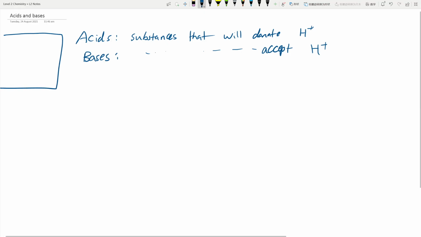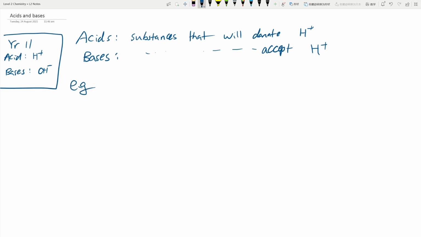In year 11, you probably looked at this: when you know something is acidic, that's because it has lots of H plus ions, and in bases, it has a lot of OH minus ions. But in year 12 now, we can do a little bit better than just that, and we are going to look at these two definitions. So I'm going to give you some examples.